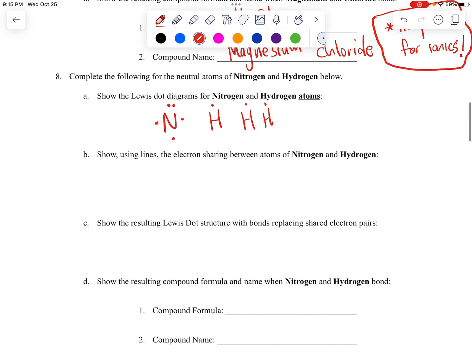And if you go to step B, show using lines electron sharing between atoms of nitrogen. So let's draw my nitrogen like that. And I'm going to go ahead and draw hydrogen, just like that. Draw another hydrogen here. I'm running out of space here, but that's okay. So what's going to happen is, using lines, this is going to come here, this is going to come here, and this is going to come here, right? To form bonds. So this is what I mean by sharing electrons, okay?